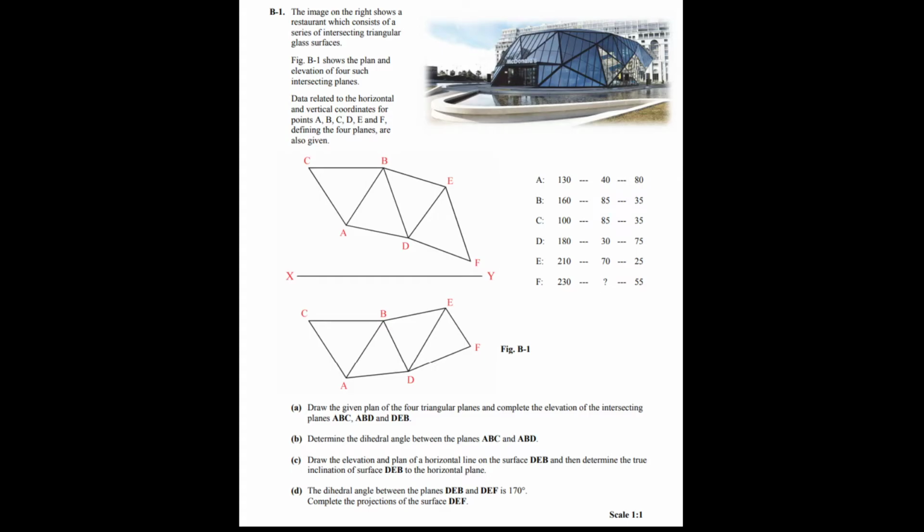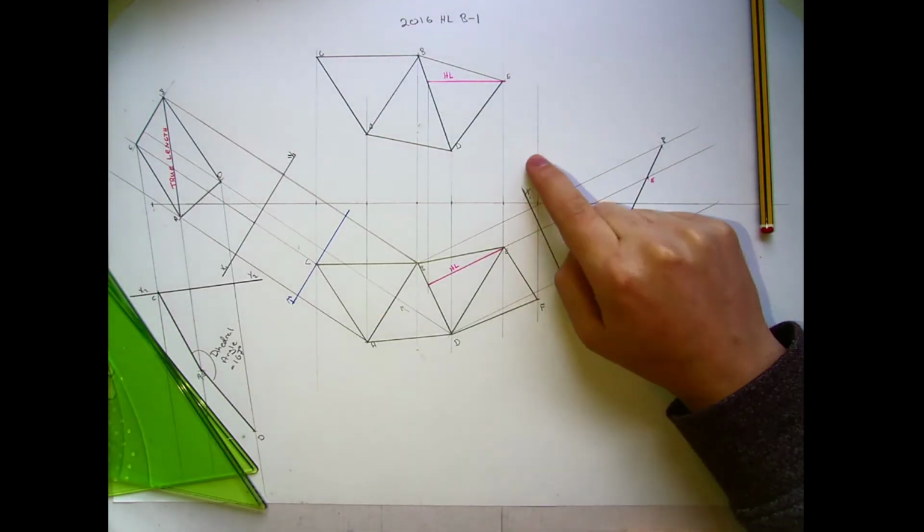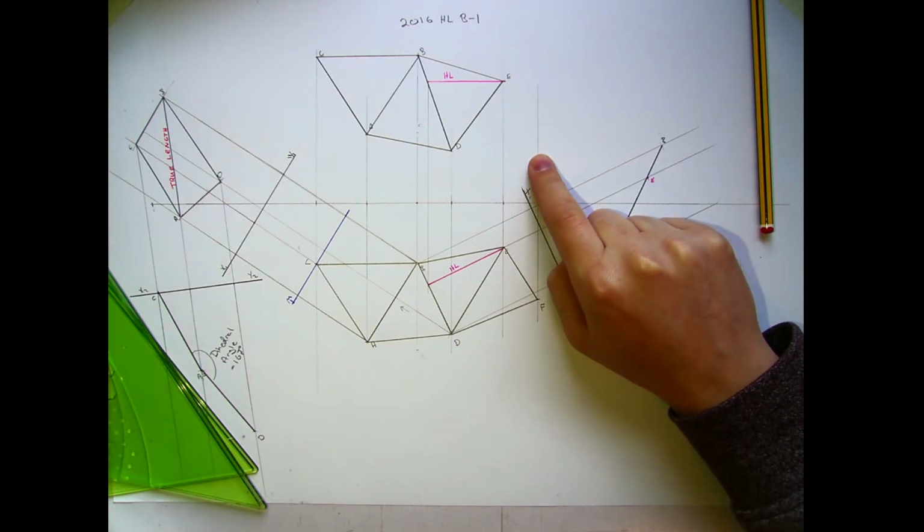Alright, so we're just going to have a look at the final part of this question, which is that the dihedral angle between the planes DEB and DEF is 170 degrees. Complete the projections of the surface DEF. That's part D of the question. So basically what they're trying to find is we need to find where point F is up here.